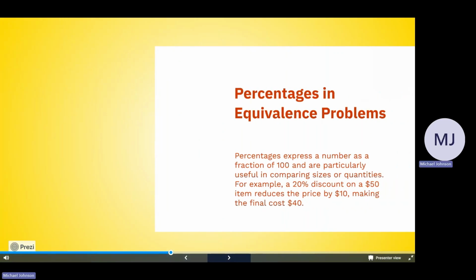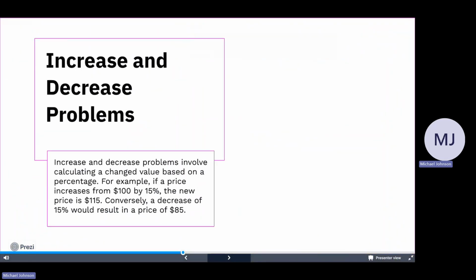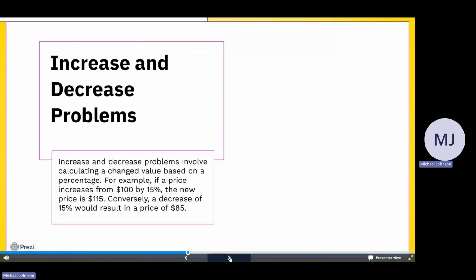Percentages express a number as a fraction of 100 and are particularly useful in comparing sizes or quantities. For example, a 20% discount on a $50 item reduces the price by $10, making the final cost $40. Increase and decrease problems involve calculating change value based on the percentage. For example, if a price increases from $100 by 15%, the new price is $115. Conversely, a decrease of 15% would result in a price of $85.